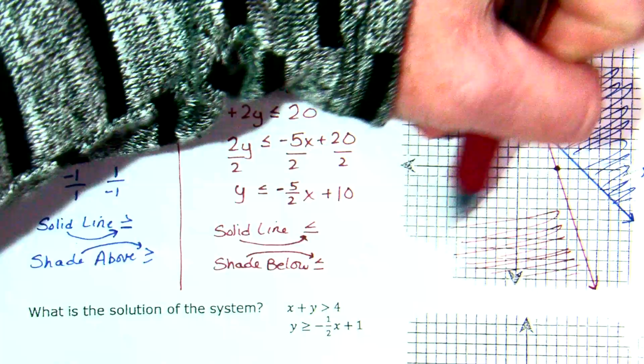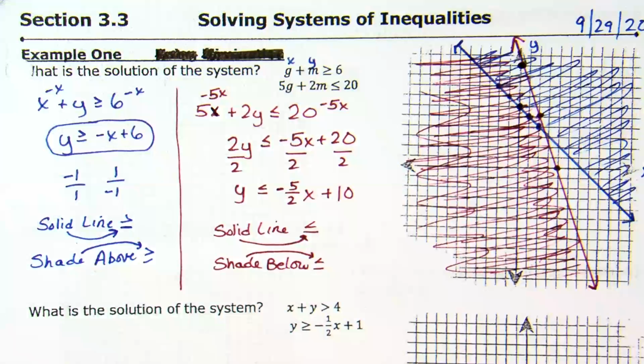Okay, where is my solution? The area where they're both shaded. Okay, the area where they're both shaded. In this particular problem, that little V up top.